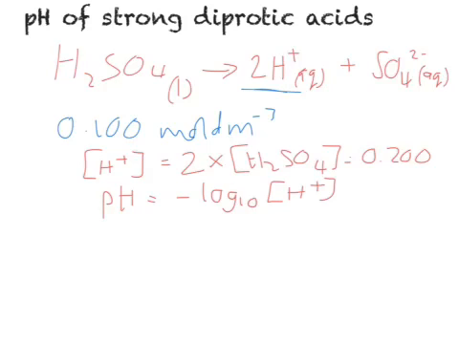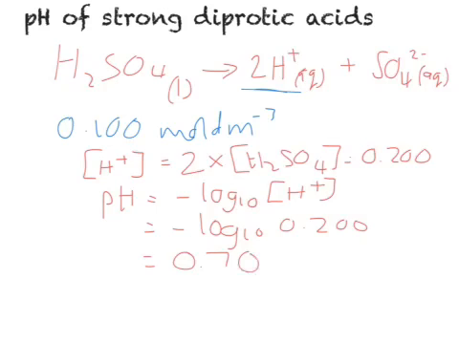Then, as we recall, the pH is equal to the negative log to the base 10 of that hydrogen ion concentration. And once we put the numbers into that, we can see that the pH would be the negative log of 0.2, and if you pop that into your calculator, it comes out as 0.7.